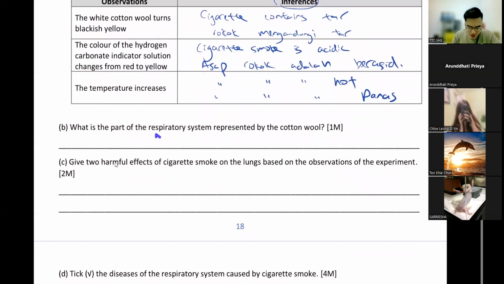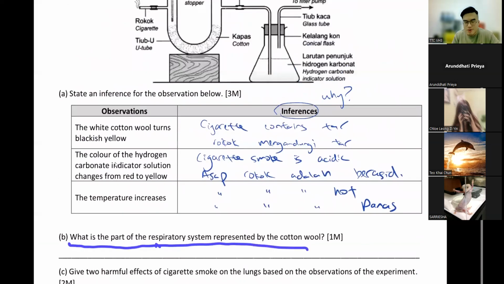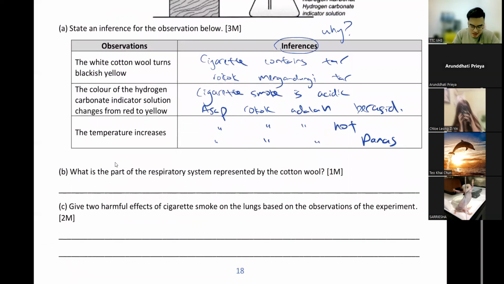Right, so B. What is the part of the respiratory system represented by the cotton wool? What does this part represent? What turns black when you smoke? Yes, it's your lungs. Lungs, paru. Okay, can you not say alveolus now? Because alveolus will burst, not turn black.